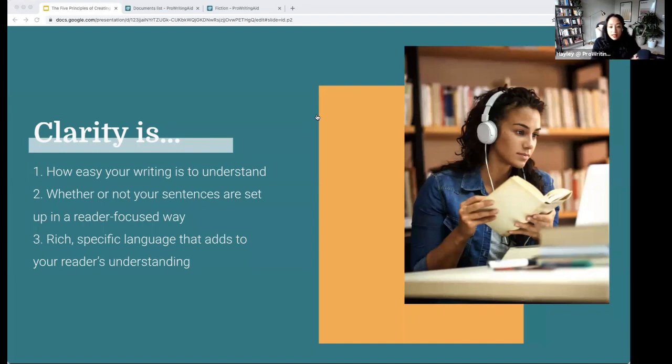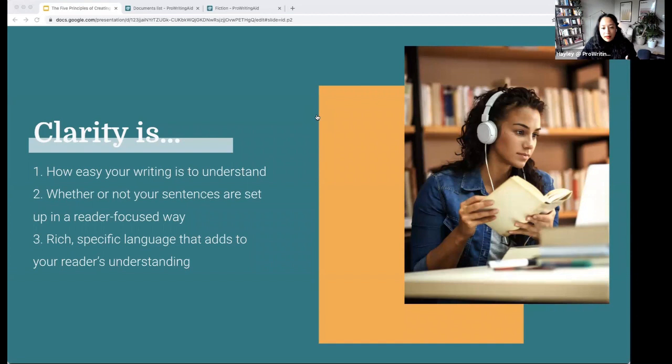The third thing you need to think about is that clarity means adding rich and specific language that adds to your audience's understanding. A lot of times when I talk about clarity, when I talk about editing, which we'll get into in a second, people get really, really nervous and they are very worried that being clear means that they're going to make their sentences too simple. Their sentences will be too rote. They'll sound exactly like everyone else's. And that cannot be further from the case. If you are being clear, you are also using rich and specific language, and we'll talk a lot about that towards the end of the presentation.